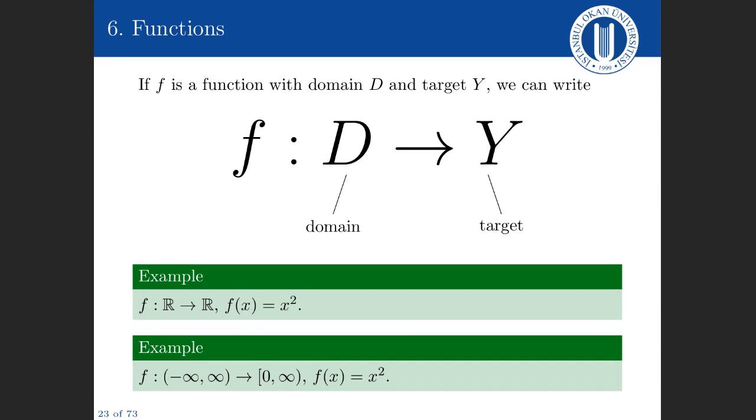Or we might have a different function. F is the function with domain the open interval from minus infinity to infinity. But of course, that's just the same as the real numbers. But now I've made a change. Now the target is only the non-negative real numbers, the closed interval from 0 to infinity. And same formula, f of x is equal to x squared. These are two different functions because they have a different target.